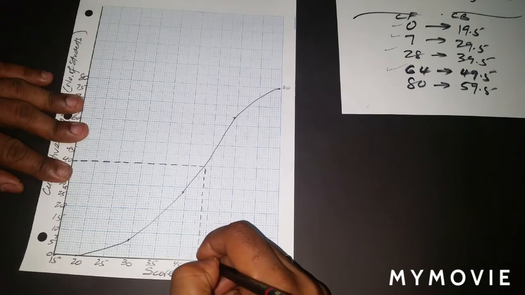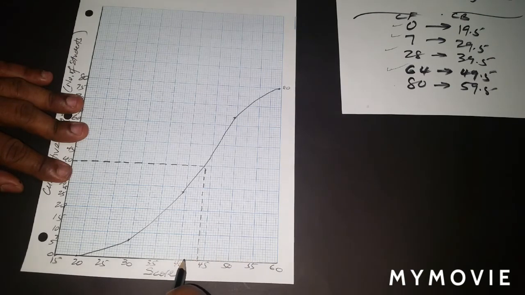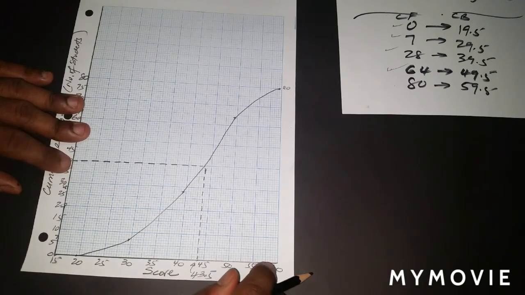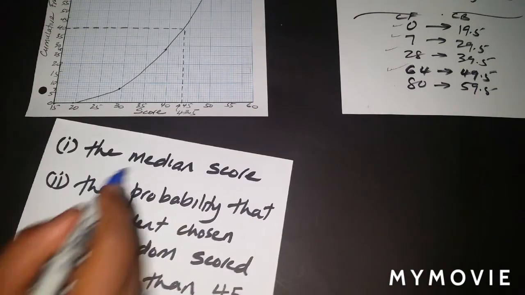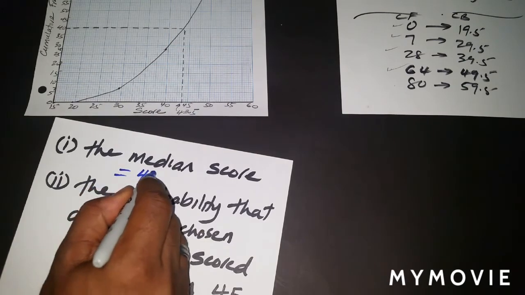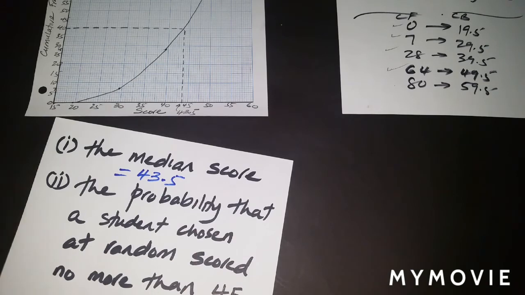All right. So it goes down to this value. All right. And this would be 40, 41, 42, 43, 43.5. So this value here is 43.5. So that's the median score. Just making a note of that. The median score here would be 43.5. It could be off a little bit, but not too much.